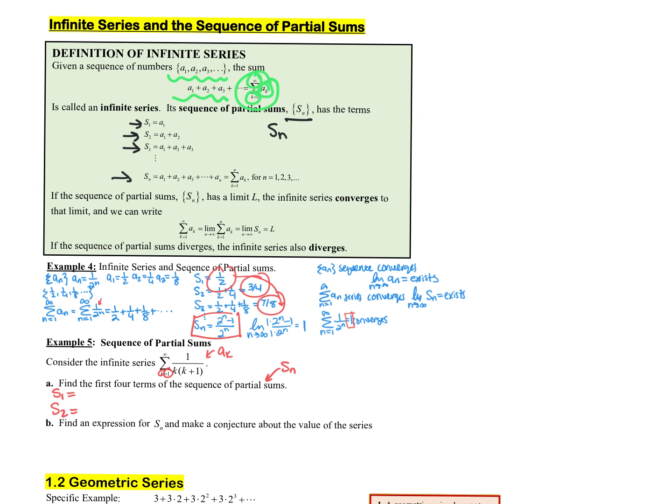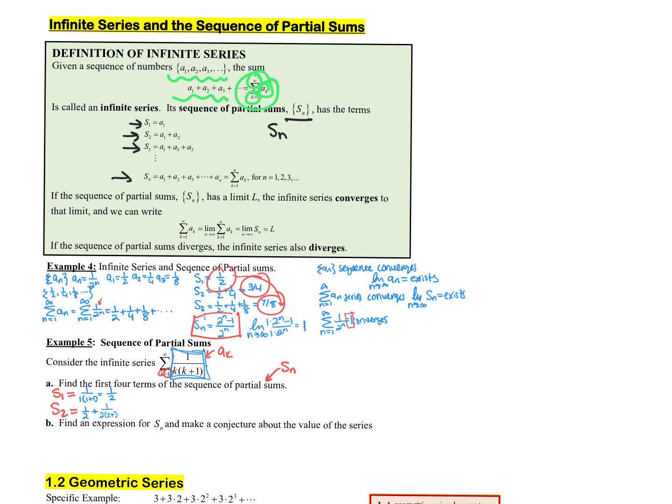So we'll start with S sub 1. So S sub 1 will be just the first term. So we're going to plug in k equals 1 into this. So we'll have 1 over 1 times 1 plus 1, which will be 1 over 1 times 2, or 1/2. For S sub 2, we're going to use that number, plus we're going to plug in 2 into this to get the second term in the sequence. So 1 over 2 times 2 plus 1.